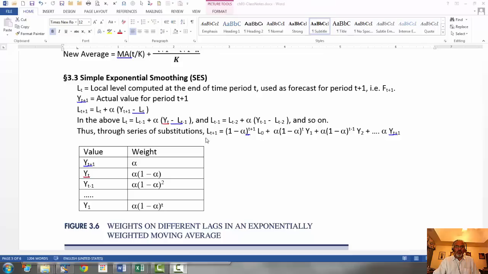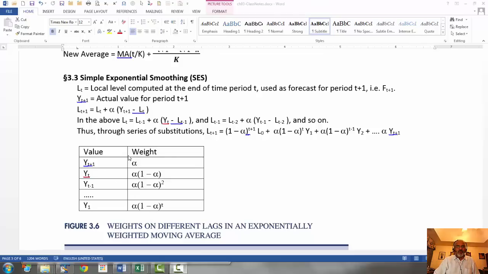If you go through the formulas and do a backward substitution, you will see that the weights will come out to be these. Alpha, then the one previous to that will be alpha times 1 minus alpha, and then alpha times 1 minus alpha squared, then alpha times 1 minus alpha cubed, and so on, all the way up to the first value y sub 1.